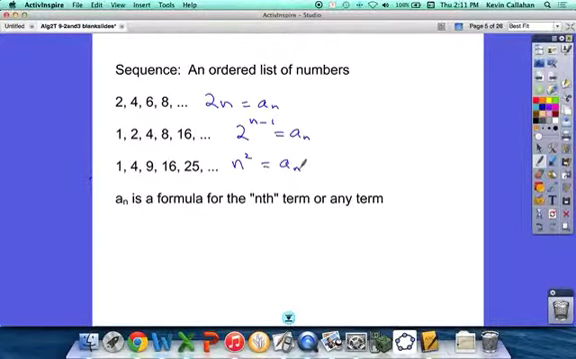Sure. So what about when you plug in 4? That would look like 2 to the 4 minus 1, which is 2 to the third, which is 8. Right? So the fourth term is 8. A4 is 2 to the third. 2 to the third is 8. Oh, okay. Okay? So A sub n, that's the formula for the nth term.